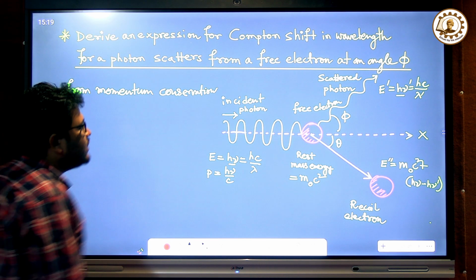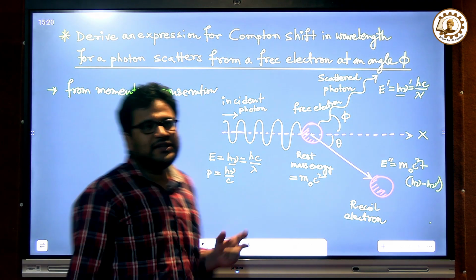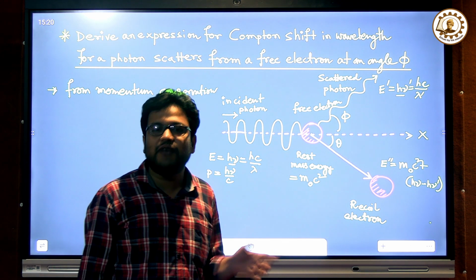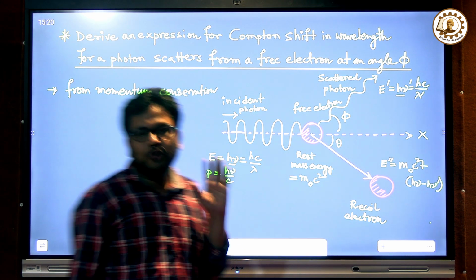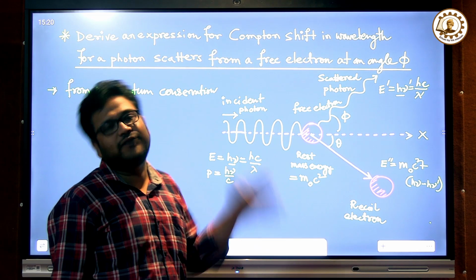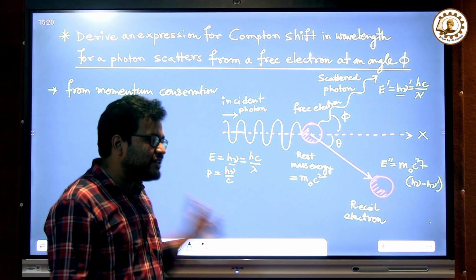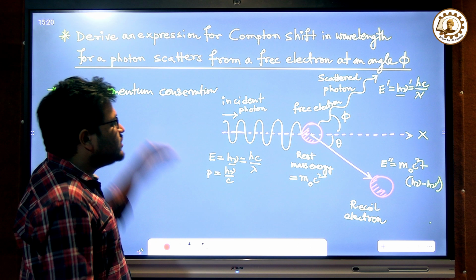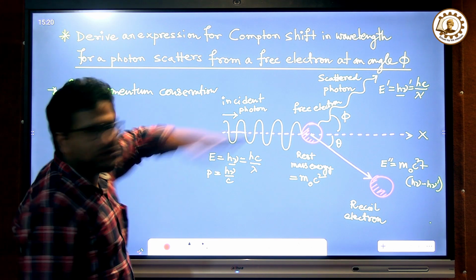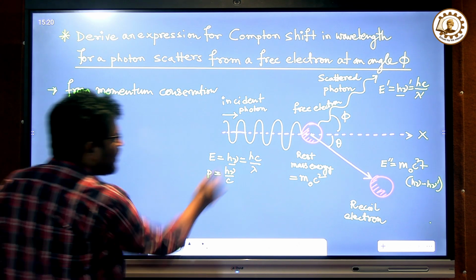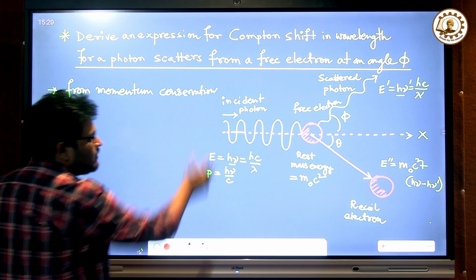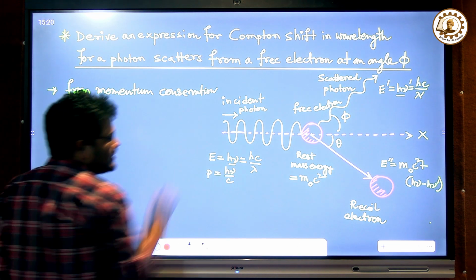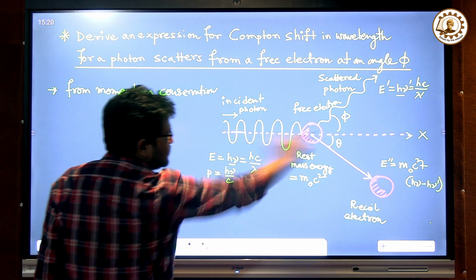Look carefully. We know that momentum is a vector quantity. That means it has components along the x-axis and y-axis, that is, along the horizontal axis and vertical axis. So we have to deal with both of them together. Now, if I talk about the component of momentum along the horizontal axis, then the momentum of this incident photon is h nu by c. It is along the horizontal direction.